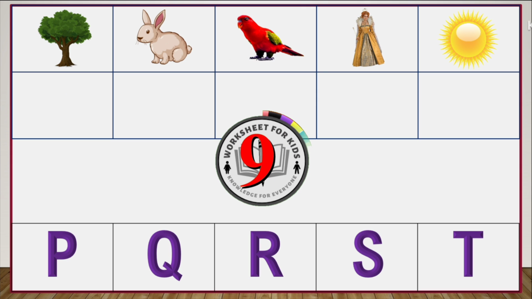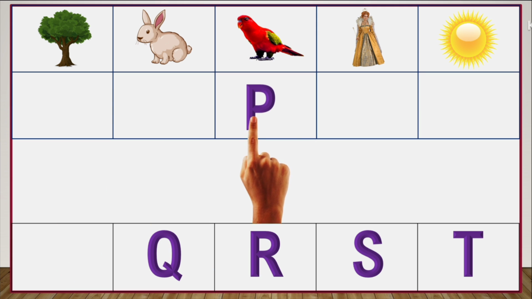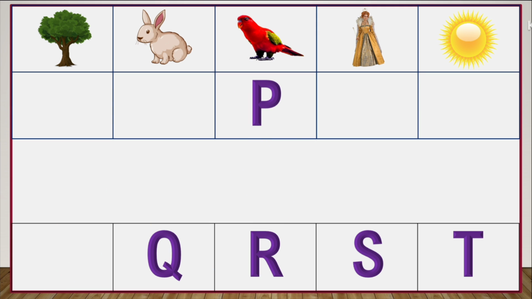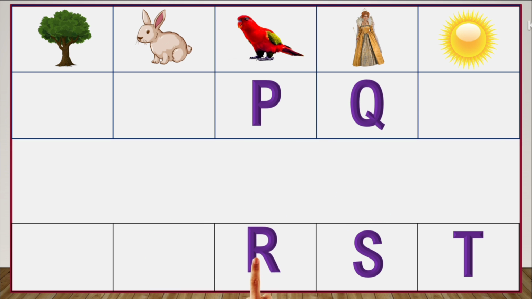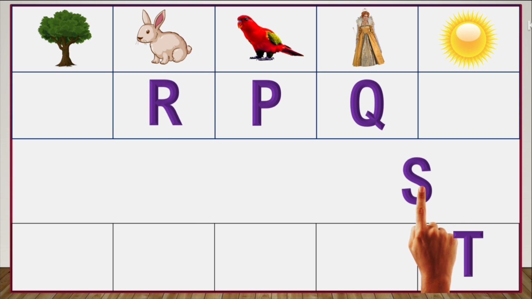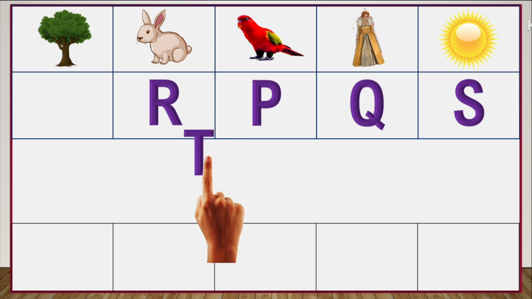10, 9, 8, 7, 6, 5, 4, 3, 2, 1, 0. P for parrot. Q for queen. R for rabbit. S for sun. T for tree.